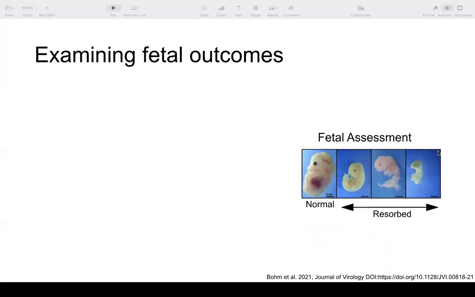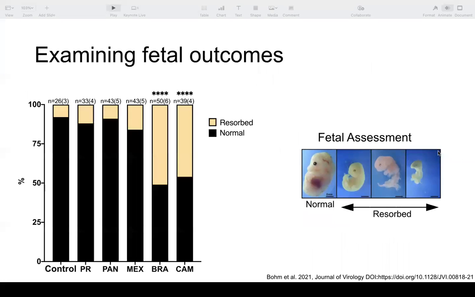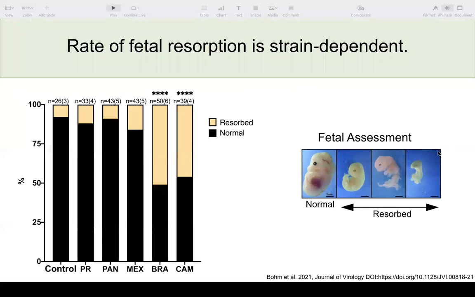To assess fetal outcomes, we looked at fetus development and structure. As you can see here, resorbed fetuses are not healthy. They have begun degrading and are no longer viable. In our study groups, we saw that there was no difference between our control group and mice infected with Zika Puerto Rico, Panama, or Mexico. However, we saw a significant increase in the rate of fetal resorption in animals infected with Zika Brazil or Cambodia. Therefore, we concluded that the rate of fetal resorption is dependent on the infecting Zika strain.